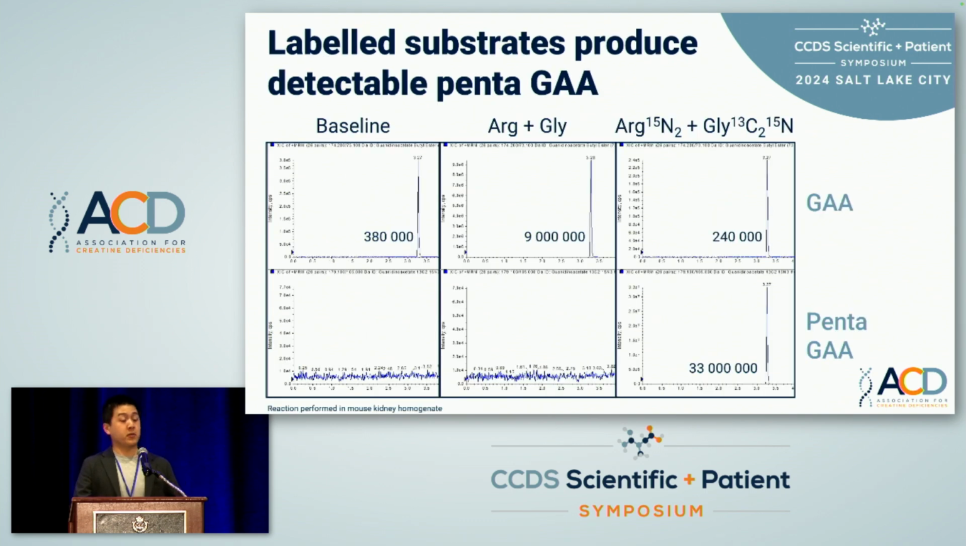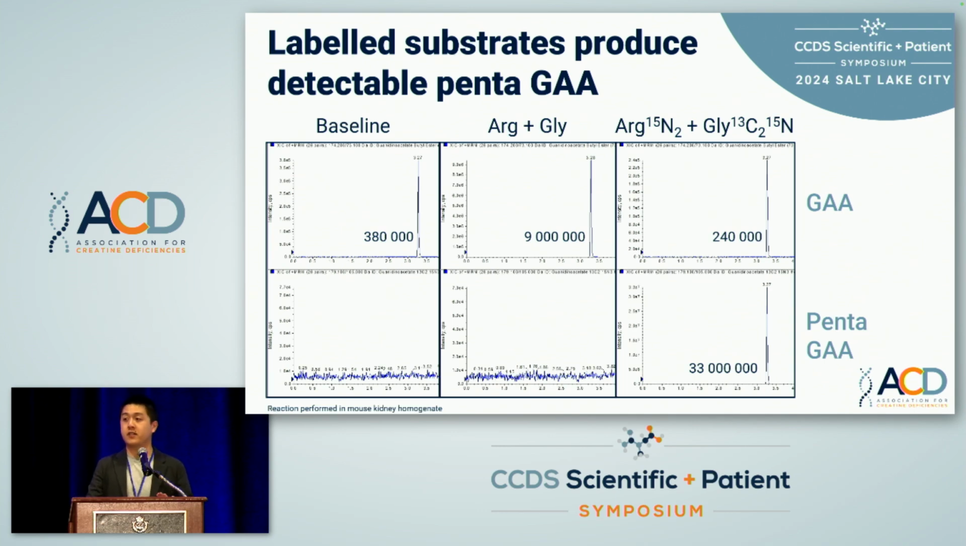So the first thing we wanted to do was to validate that the addition of these 2 labeled substrates can result in the production of penta-GAA. What we did here is we performed the enzyme assay in mouse kidney homogenates, and we added in either normal arginine and glycine or labeled arginine and glycine, and measured the levels of both GAA and penta-GAA within the reaction. In the top row, what we're seeing here is the amount of GAA present within the reaction. And so on the very leftmost figure, we have the baseline.